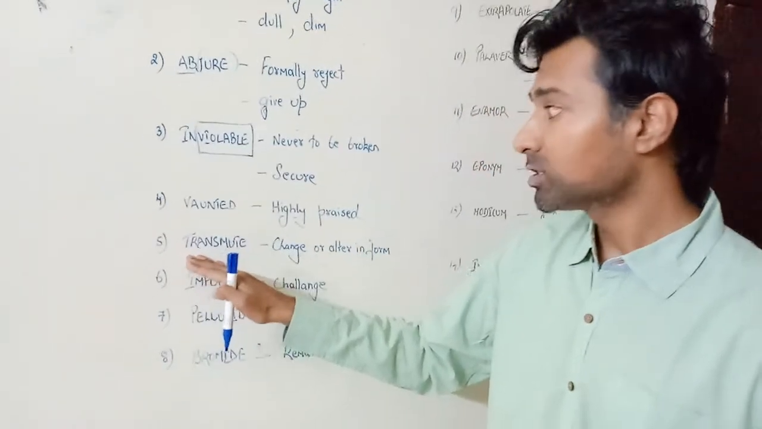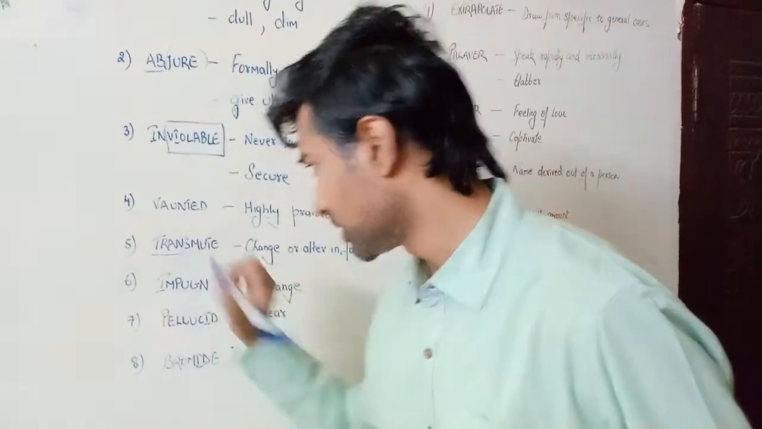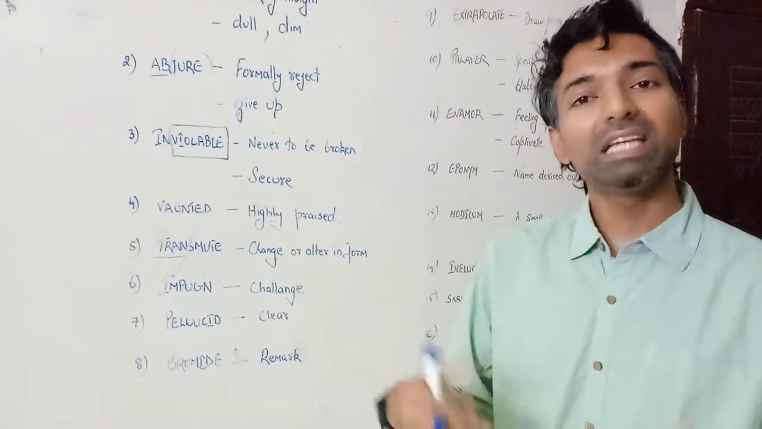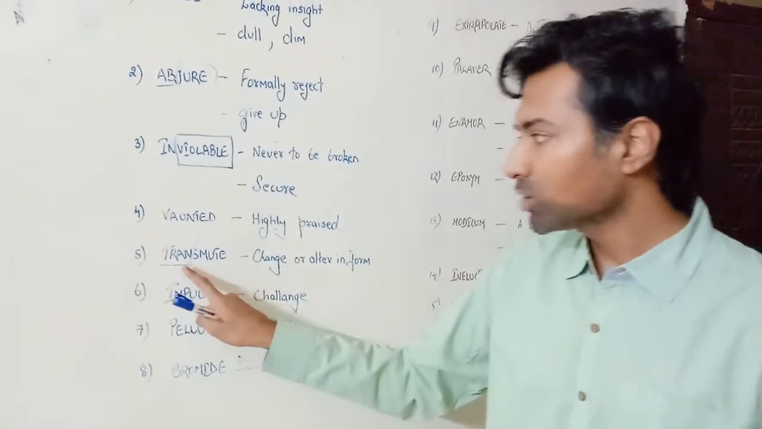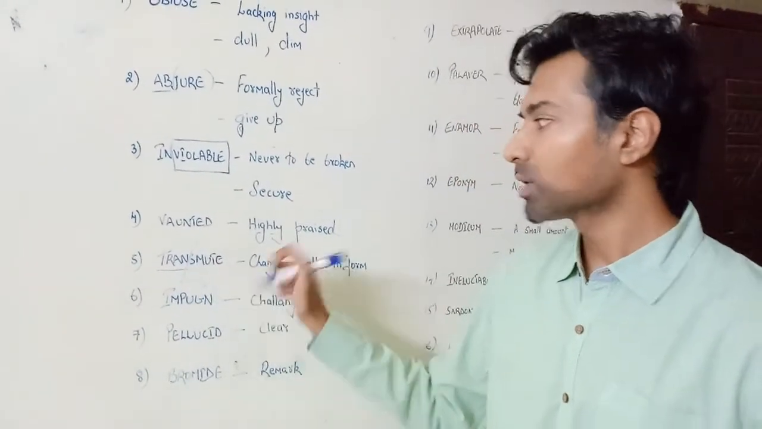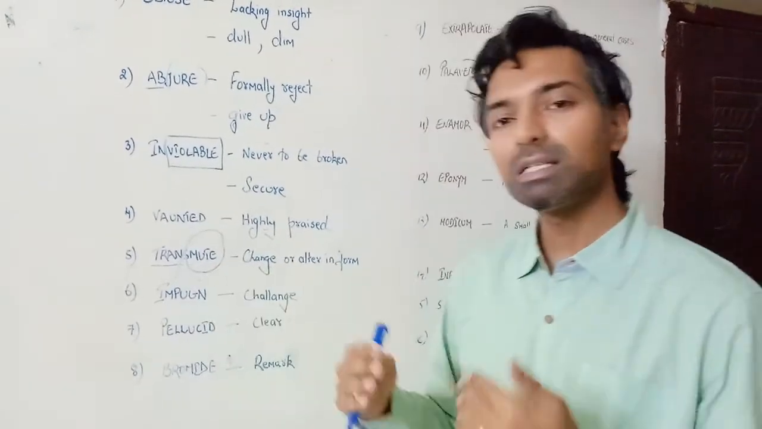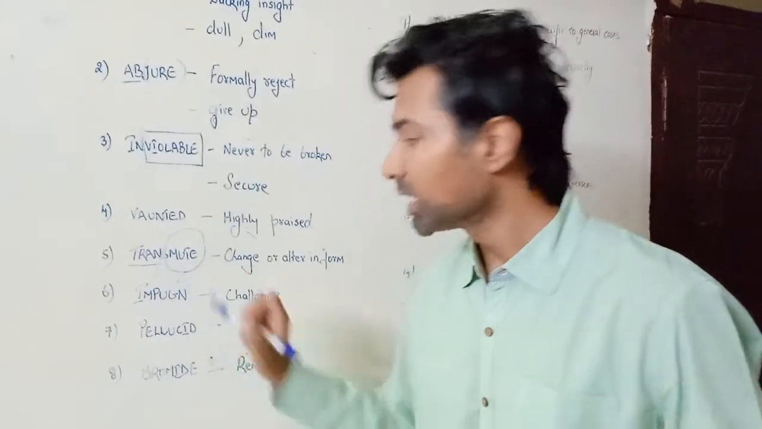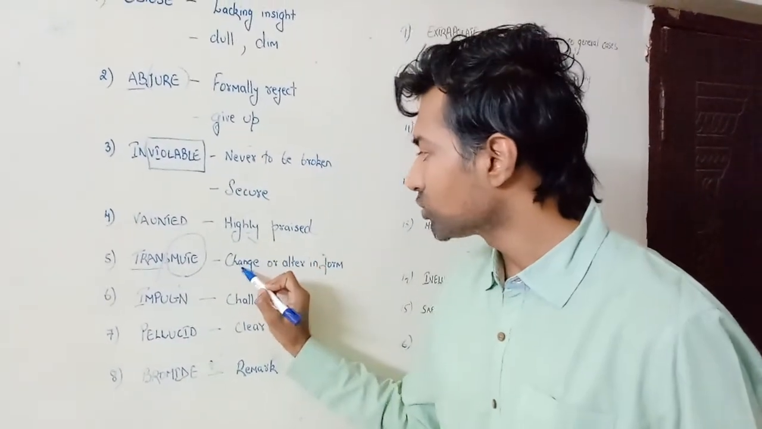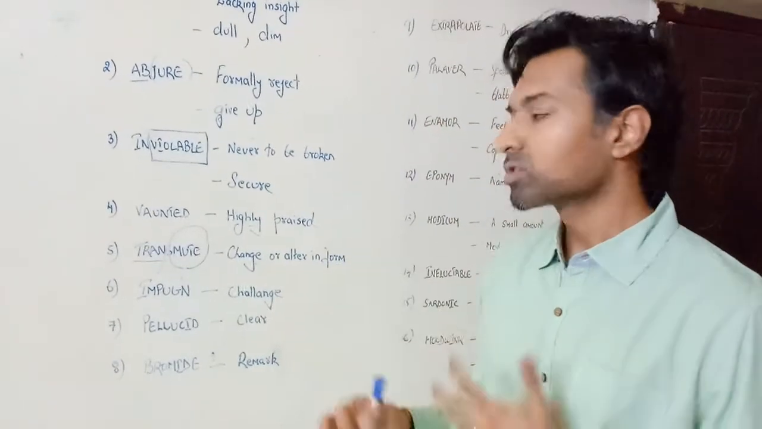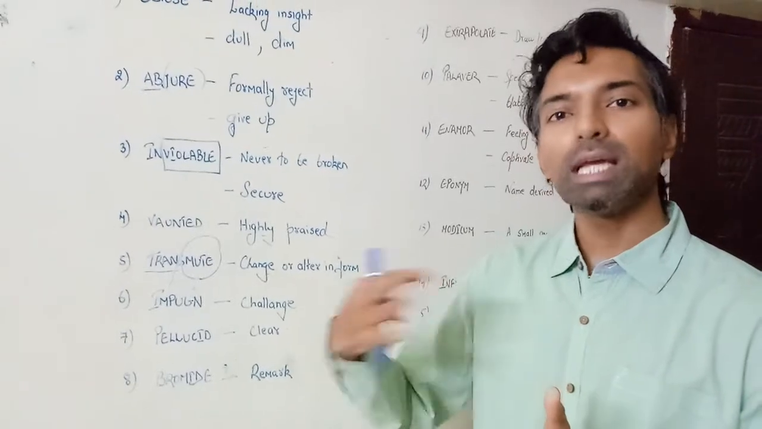Next word, transmute. Now the point is, let's divide the word. Trans basically talks of in the duration or transition or in the course of change. So when I talk about trans and mute, let me put it this way, it would be rather easy. Trans means in due course, and mute is change. So when I talk about in due course of change, I am talking about change or alter in form. So that's why transmute basically would sit for something which is changing its formation.